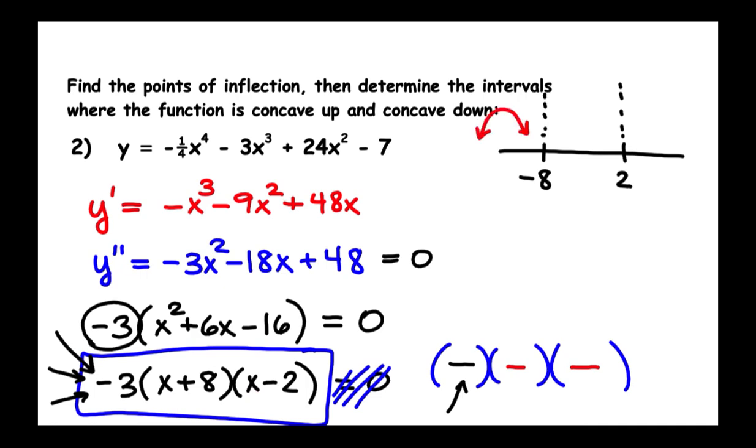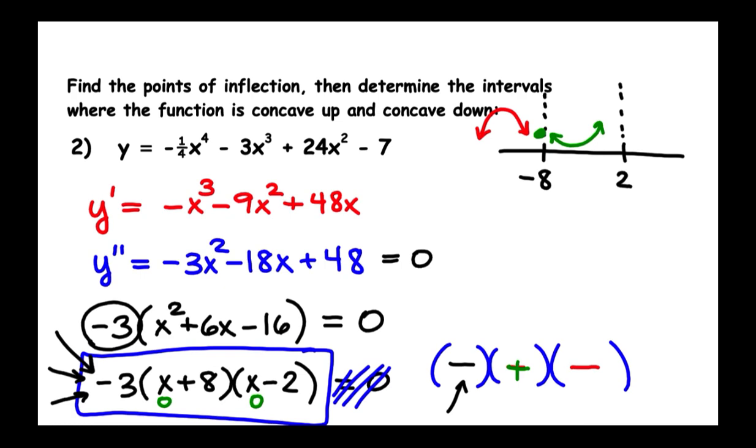Okay, let's try a number in between -8 and +2. I'll go for 0. If you plug a 0 in, here and here, this middle one will turn positive. The other two parentheses are still negatives. Negative times negative is positive, of course. If the second derivative is positive, we are concave up, like a smile, which means yes, -8 will be a point of inflection. The concavity did change there.